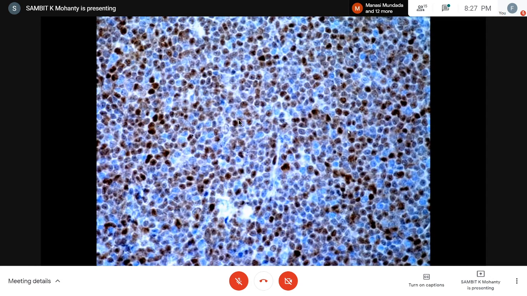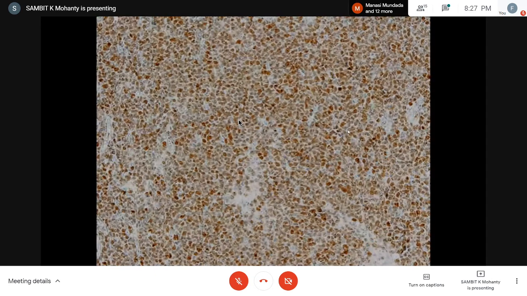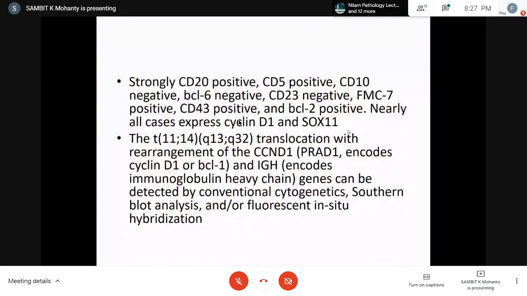This is your cyclin D1. So they are strongly positive for CD20, CD5 positive, CD10 negative, BCL6 negative, CD23 negative, FMC7 positive, CD43 positive, BCL2 positive. Nearly all cases express cyclin D1 and SOX11.